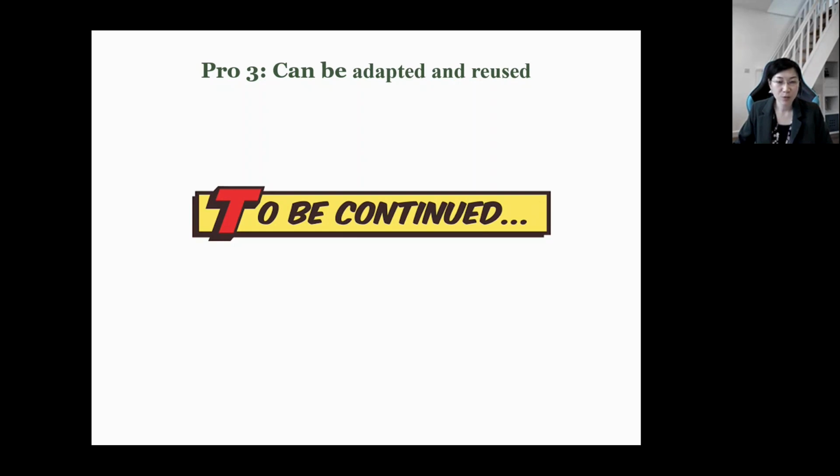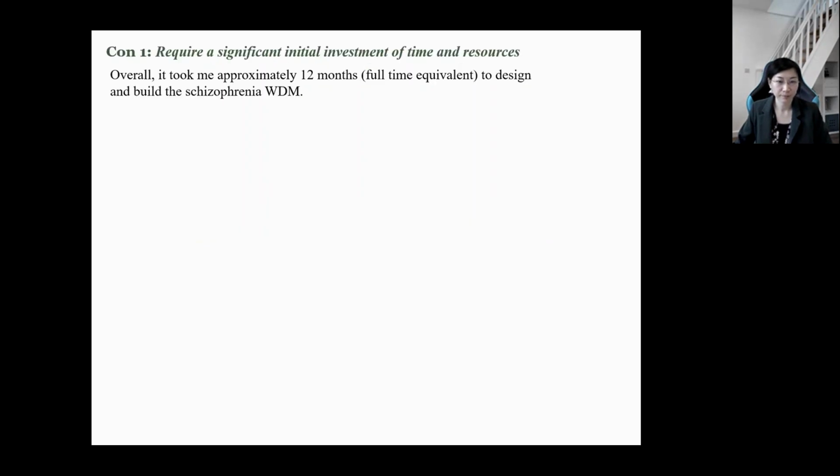So what are the problems of using the schizophrenia whole disease model? The first problem is it requires a significant initial investment of time and resources. Overall, it took me about 12 months full-time equivalent to design and build the schizophrenia whole disease model. And one thing I want to mention is that when I started developing it, I already had more than 3 years of experience of developing models.